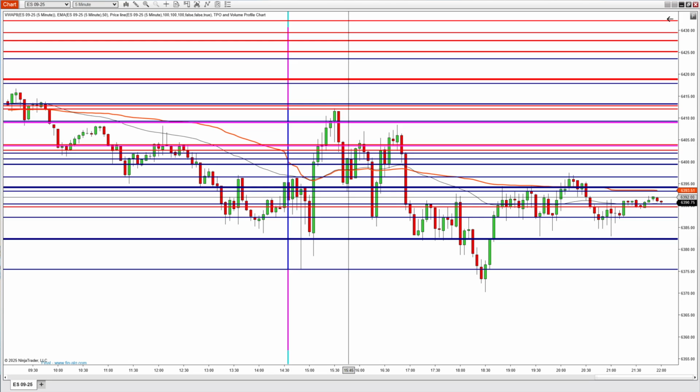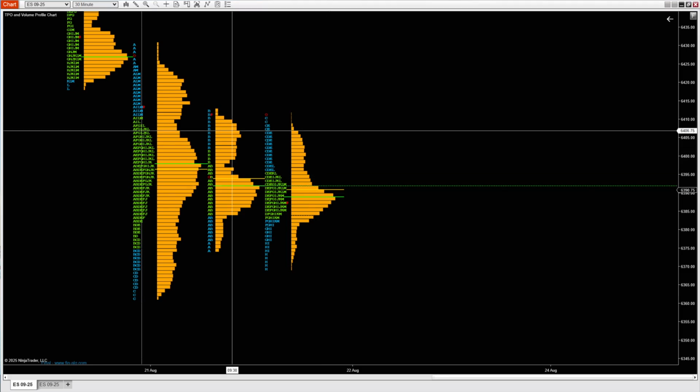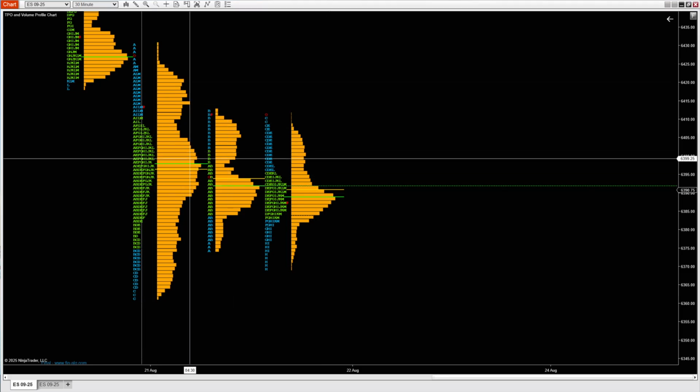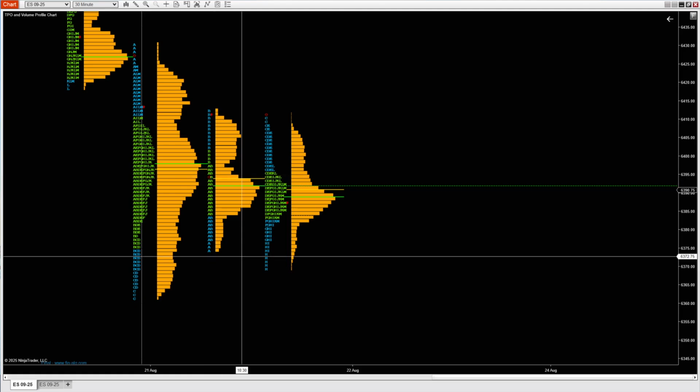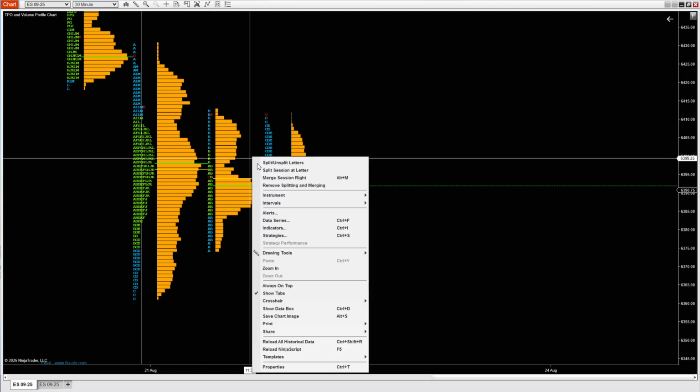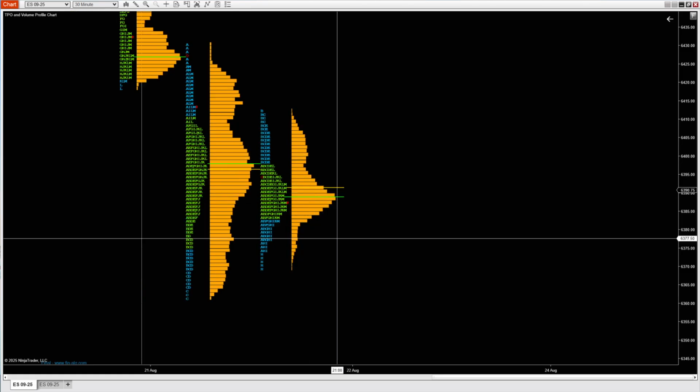So that is all about the open auction day and the inside range open. Inside range compared to yesterday. This is yesterday's range. So inside range open auction day, and this is the profile.